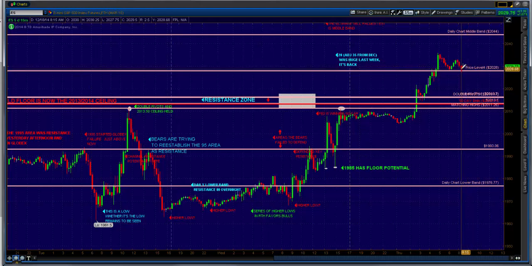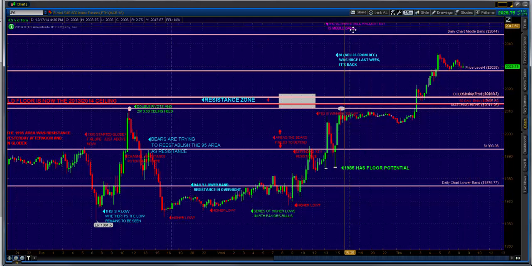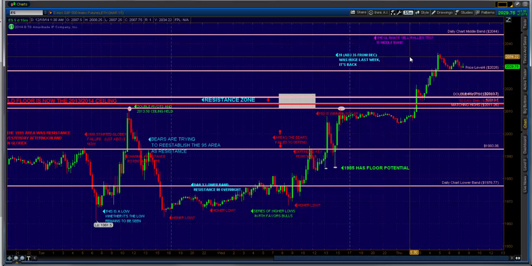The next logical area here is the middle band up at 2044. And what I've written here is the ultimate sell rallies test is middle band, right? Technically, if something wants to trade below middle band, it remains in sell rallies mode. Okay? This has been a huge rip.